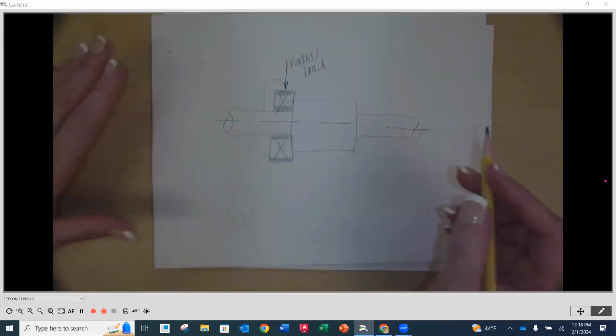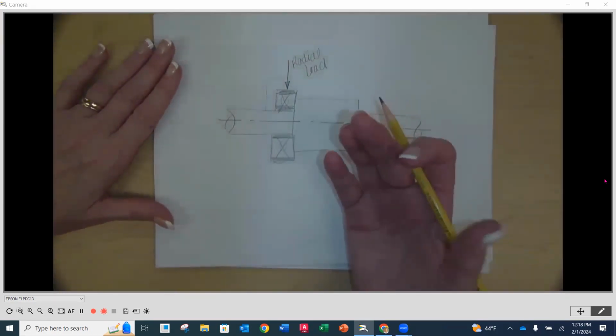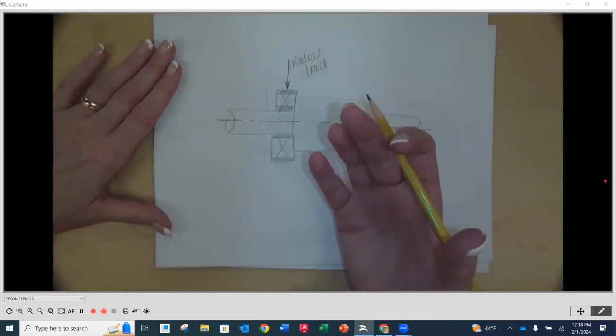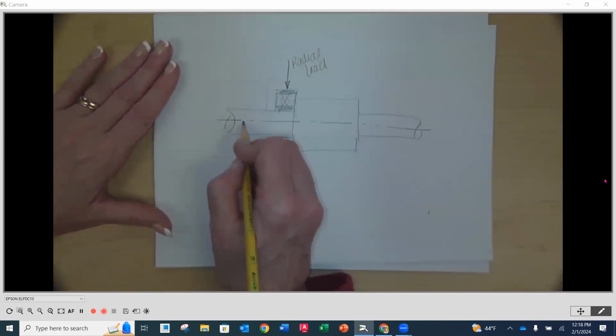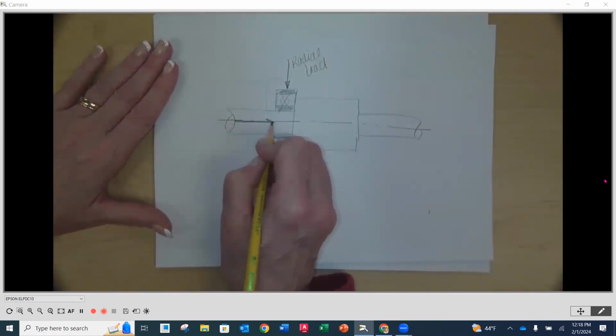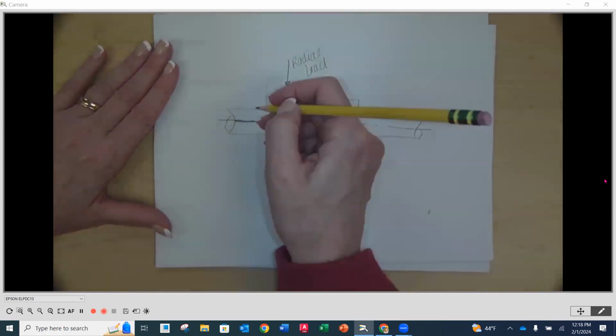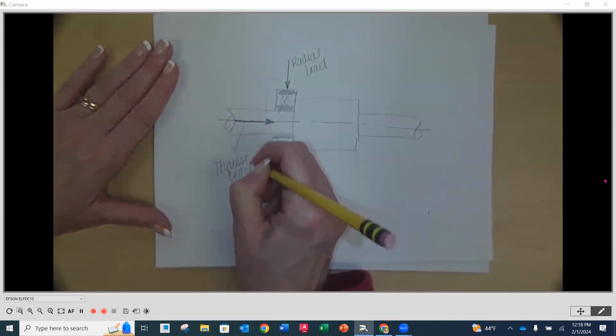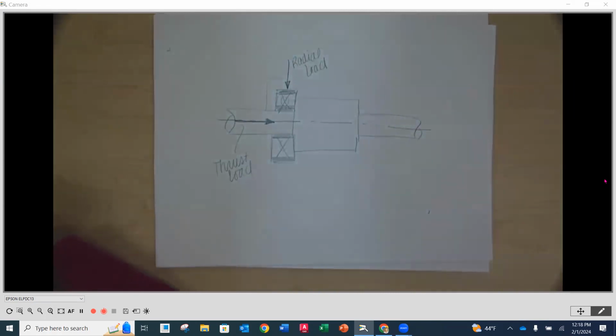The other type of load is what we refer to as a thrust load, or sometimes we can think of it as a side load. That's going to be a load that comes in from the side. Okay, so this is going to be a thrust load, or a side load, as I said earlier.